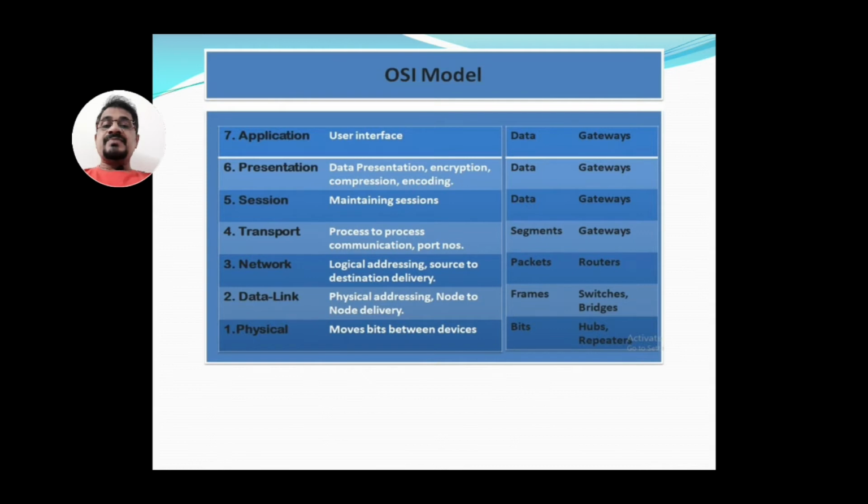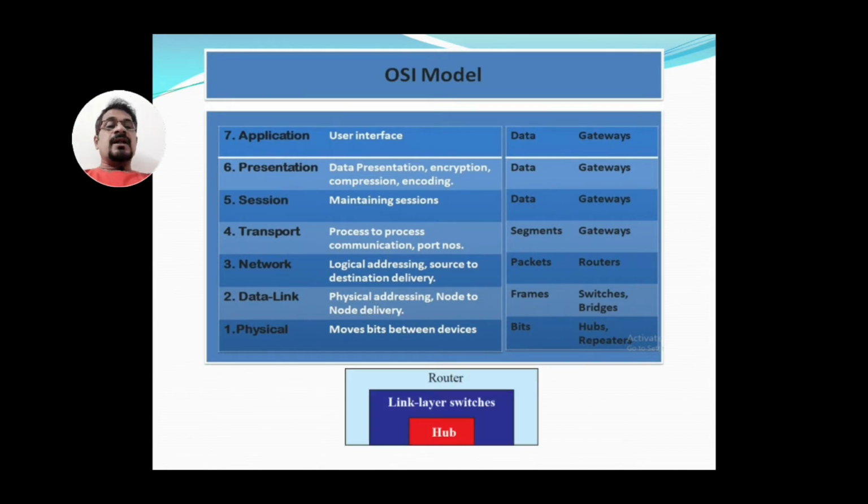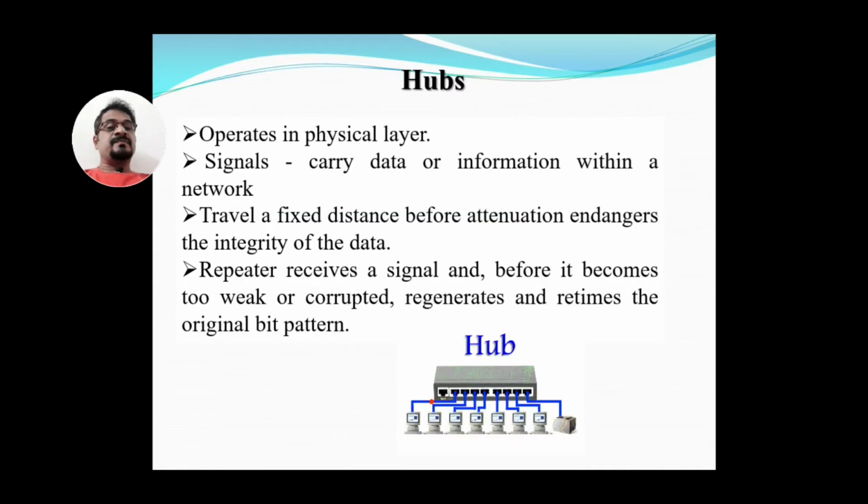So the hubs and the repeaters will work only on the physical layer. And then the link layer switches and bridges, which operate in both the physical as well as the data link layer. And then the routers, which operate on all the bottom three layers, all the network oriented layers, starting from physical, data link and the network layer. That is what is given in this picture.